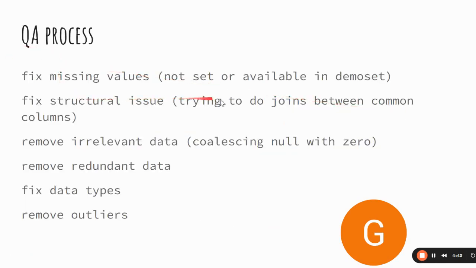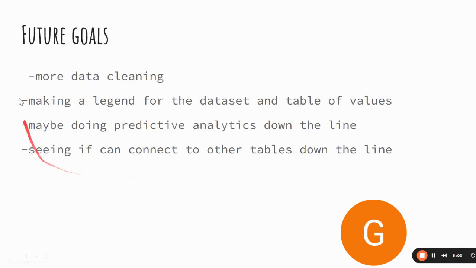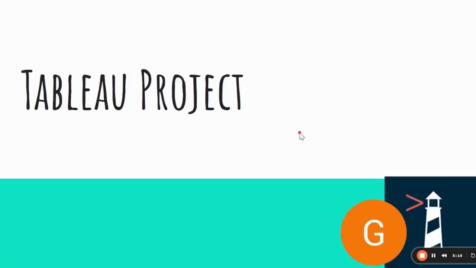QA process fixed missing values. They were not all able to be fixed in the data set. They weren't set or available, so that's something I had to consider. Fixed structural issues, which was trying to do joins between columns, and removed irrelevant data, like coalescing null with 0. And we also removed redundant data, fixed data types, and removed outliers. If I had more time, I would do more data cleaning, make a legend for the data set and table of values, maybe do more predictive analytics down the line, and see if we can connect it to other tables.